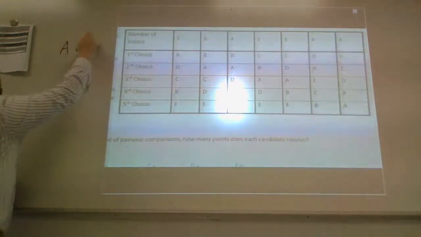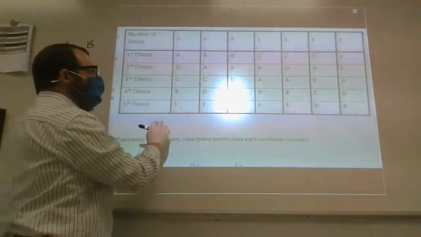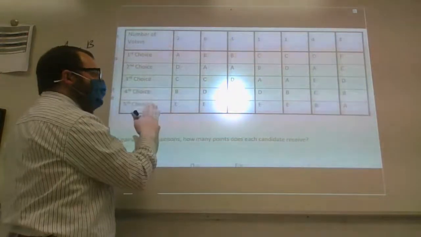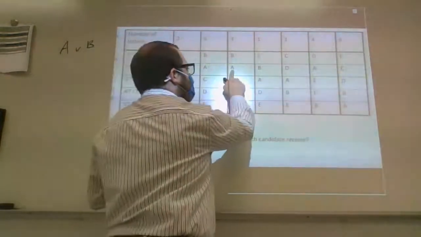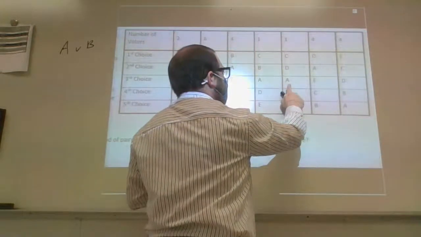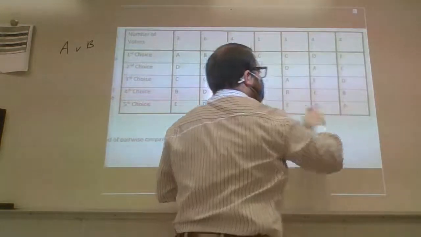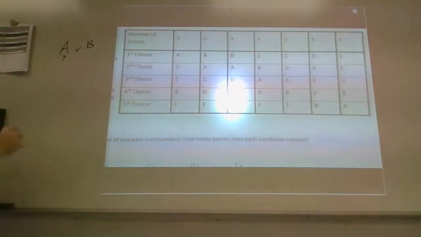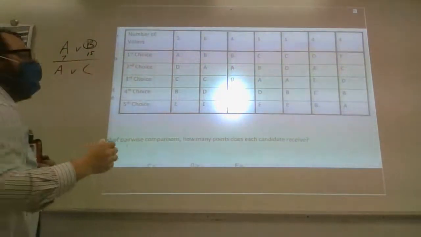So let me do AvB. Now, again, in order to do this, you just need 12 to win. So let me count up all the times that A beats B. A beats B here, 2. Not here, not here, not here. A beats B here for a total of 3. A beats B here for a total of 7. Not here. So A would have 7. There are 22 votes. B would win 15. I'm trying to do it in the simplest way possible without having to do a lot of calculations. I'm doing it kind of a shortcut way. That's AvB.